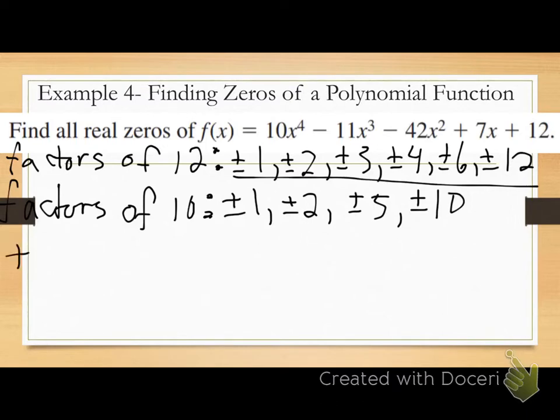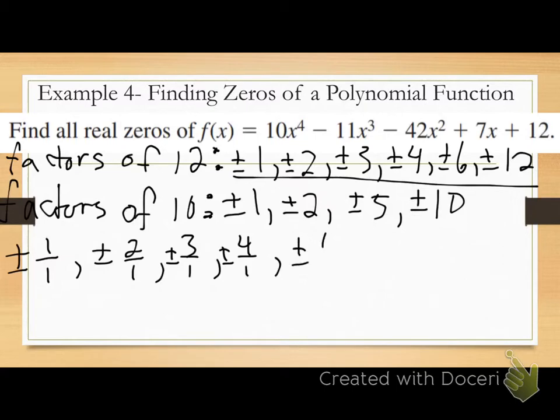So I'm going to get 1 over 1, 2 over 1, 3 over 1, 4 over 1, 6 over 1, 12 over 1. Everyone okay with that first group? I put them all over 1, so I'm now done with that 1 on the bottom.